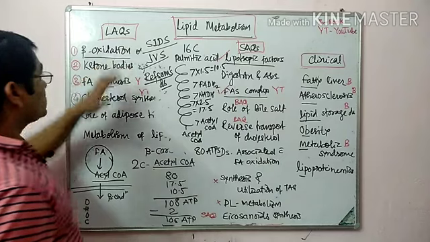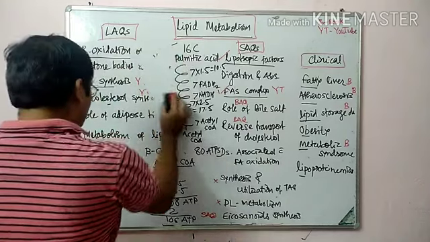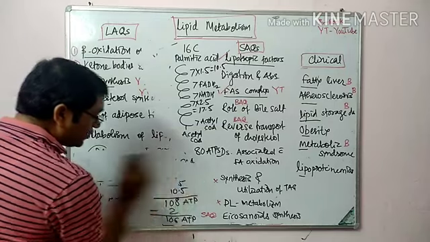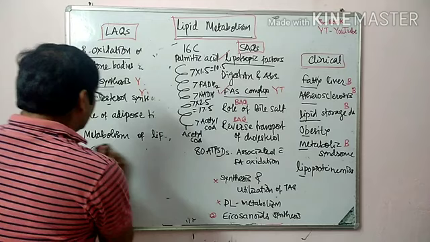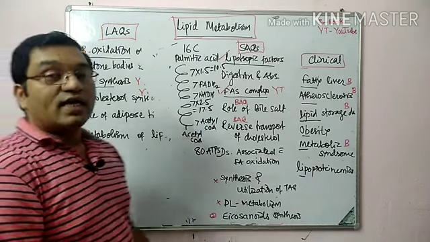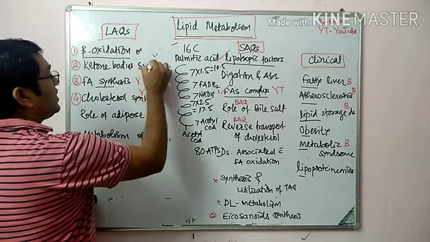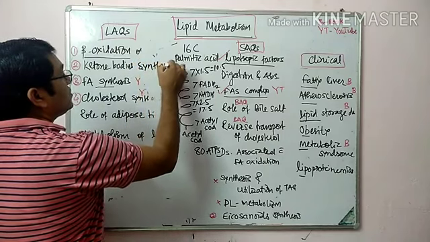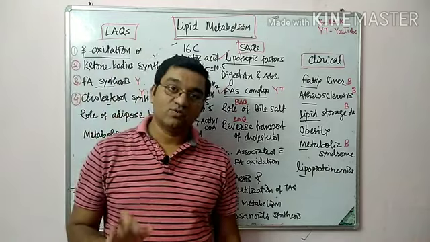So this is about the oxidation of fatty acid. Now second important question is ketone body synthesis. It is again a very, very important question. Ketone body synthesis is important in starvation and diabetes mellitus. Synthesis and its utilization. There are three ketone bodies: acetone, acetoacetate, and beta hydroxybutyrate.